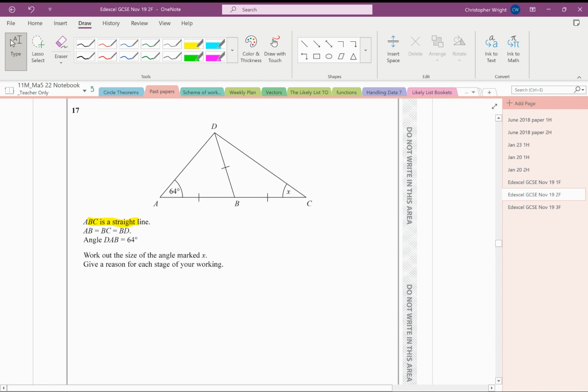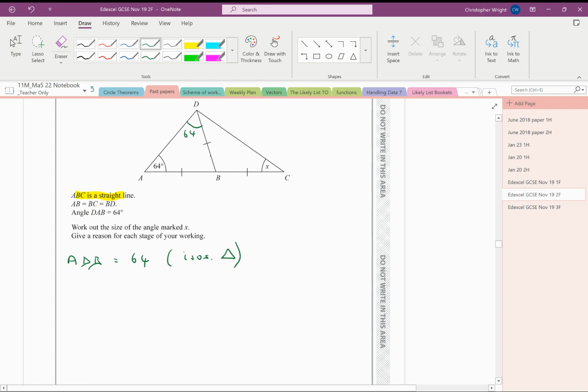Right, well, let's work out what we can, shall we? Now, if this is 64 and this one is an isosceles, then this angle here is 64. So that is angle ADB equals 64 because it is an isosceles triangle. Then I can now work out this angle here, can't I? ABD equals 180 minus 64 minus 64, and that's because there are 180 degrees in a triangle. So that gives me 52 for that angle.